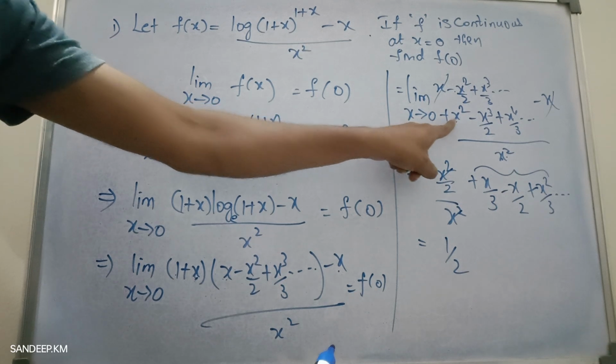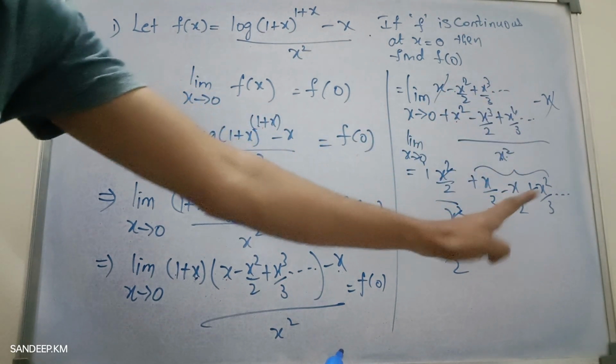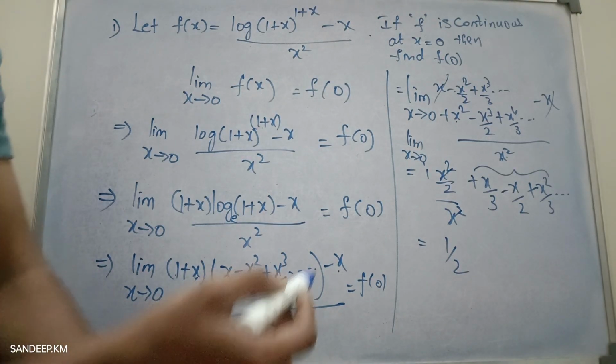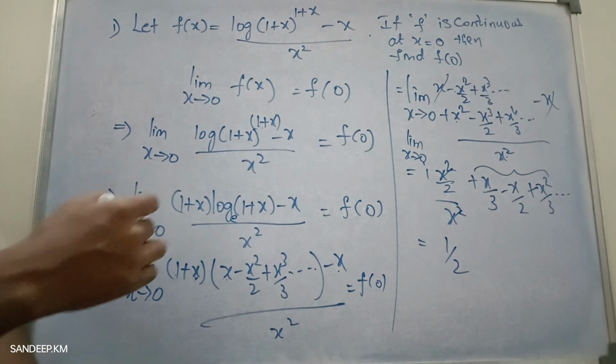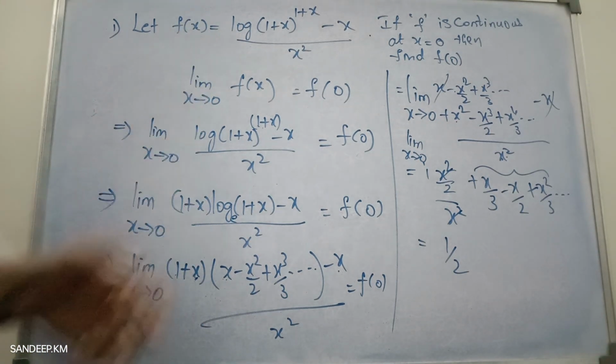X square coefficient divided by x square coefficient, and the remaining terms can be ignored because they will become 0 each. Already we have discussed these methods in the chapter of limits. Do check out the playlist. Okay, now fine. We will go with the next question. The answer for this question is 1 by 2.